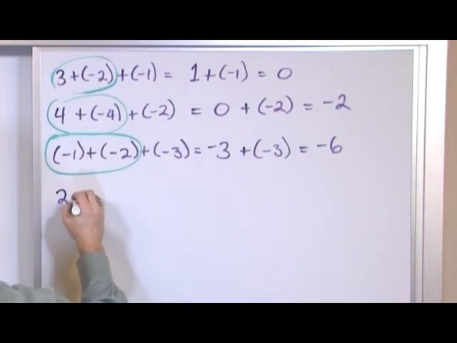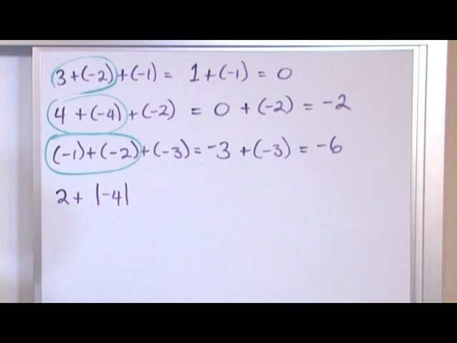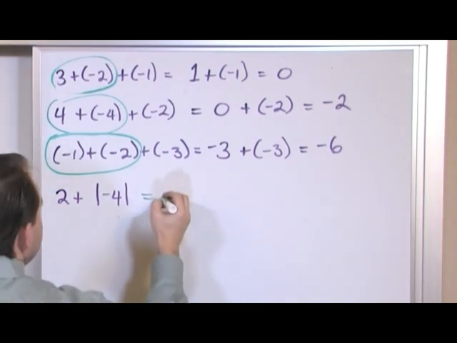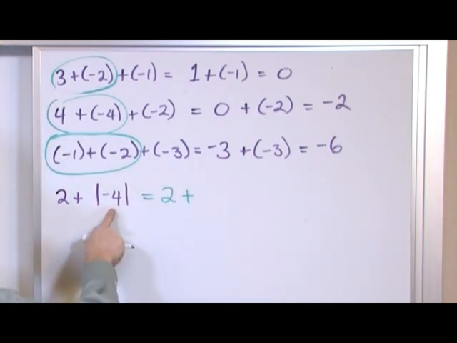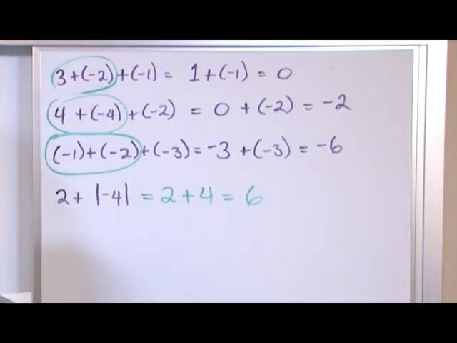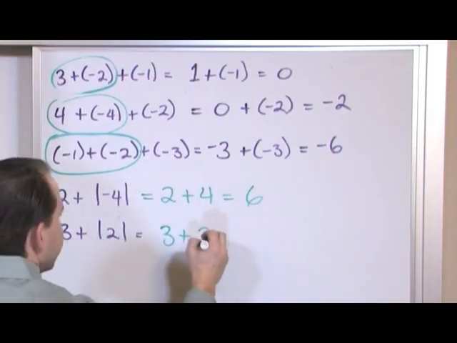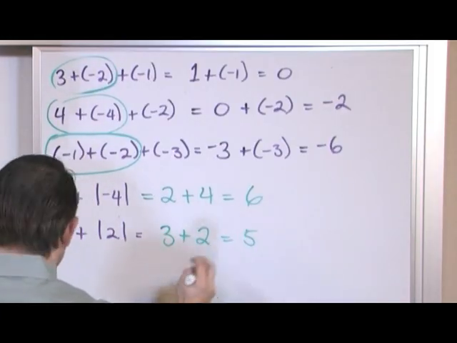Okay, now let's go 2 plus absolute value of negative 4, something like that. Absolute value is not mystical, but you do need to know how it works. So absolute value of negative 4, we said, would be positive 4. And when you add these together, you get 6. 2 plus 4 is 6. Okay? And if you had 3 plus absolute value of 2, it would be something similar. You'd have 3 plus absolute value of 2 is just simply 2. So you would get 5. 3 plus 2 is 5.